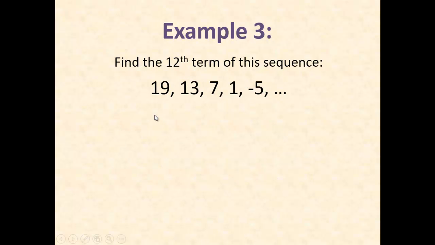Now, find the 12th term of the sequence. Just substitute into the formula with a_1 is 19 and the common difference is negative 6. So a_12 is negative 47.